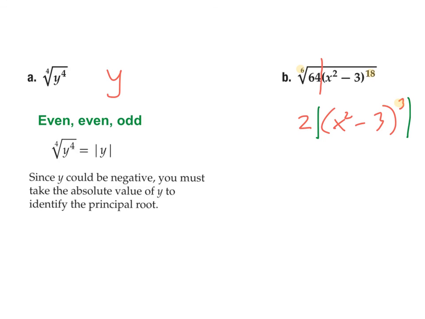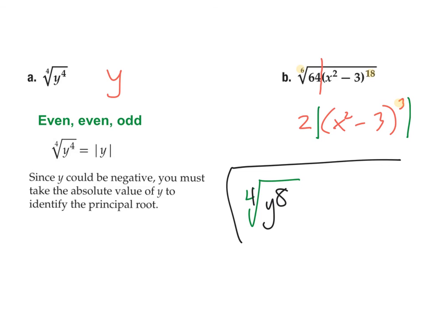So if you don't have an even, odd, I'll make up a quick little example. Let's say I have the 4th root of y to the 8th. In this case, we have even. When I find the 4th root of y to the 8th, what do I get? No, you don't get 2, but you're warmer. y to the 2nd, okay?